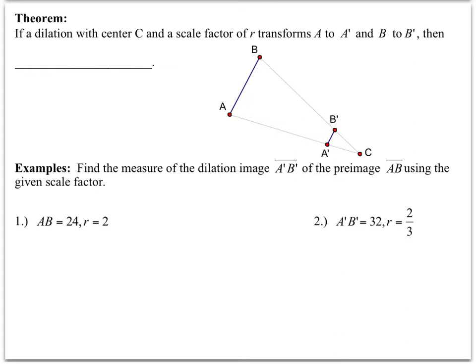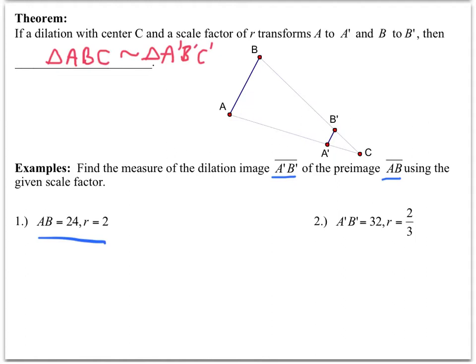So the similarity statement I will make is triangle ABC is similar to triangle A prime, B prime, C prime, meaning the pre-image and image are similar triangles. For these two examples, we're going to find the dilation image or look for the pre-image based on the given information. Remember that we always take the original lengths and multiply by the scale factor r to find the image.